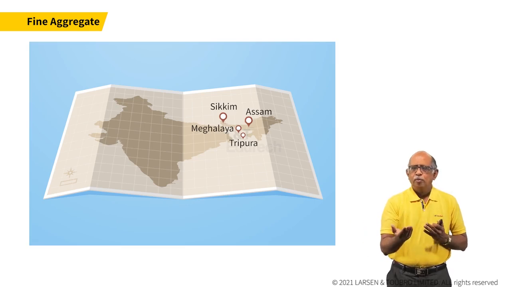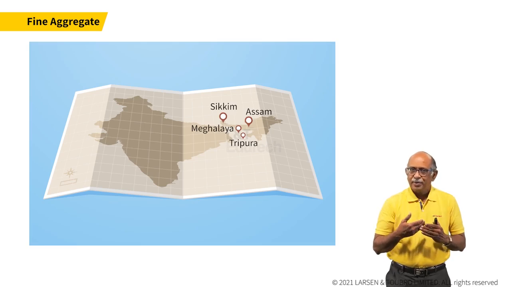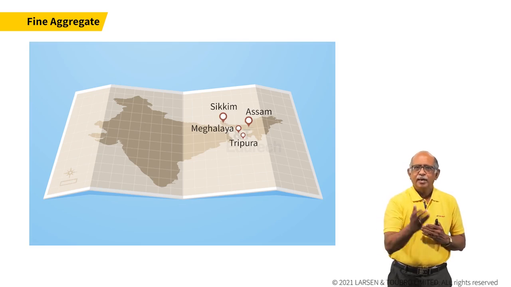So, how to go about it? Mostly we may have to go with a combination of crushed sand and river sand to make concrete, or we need to substitute 100% crushed sand for making concrete.